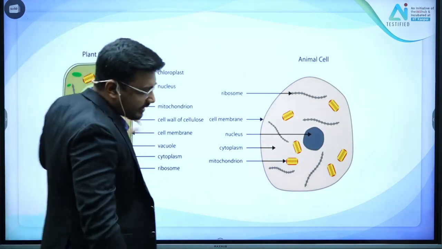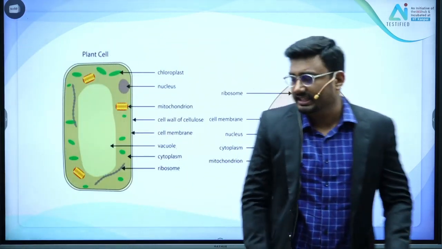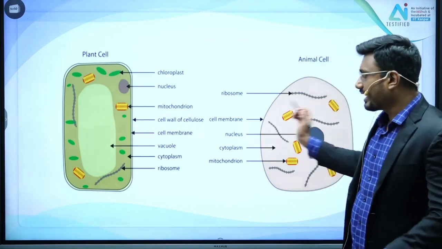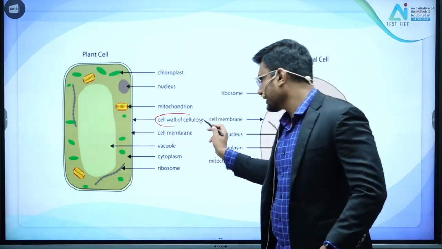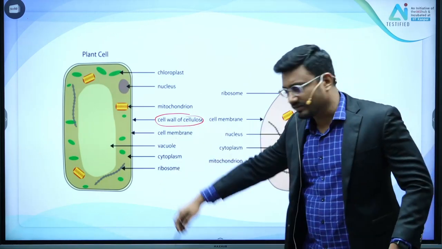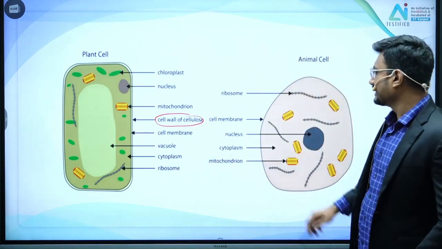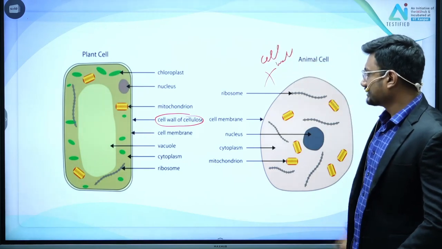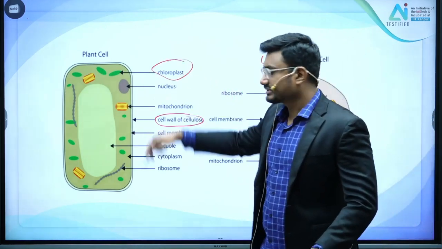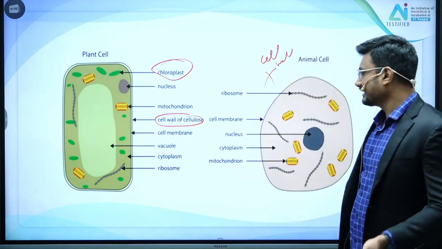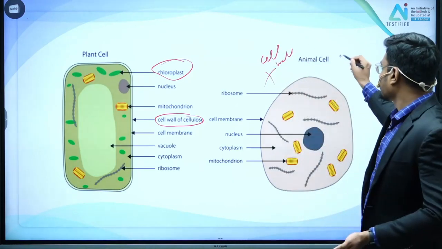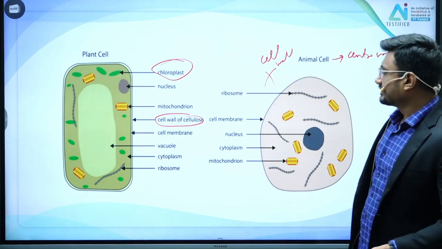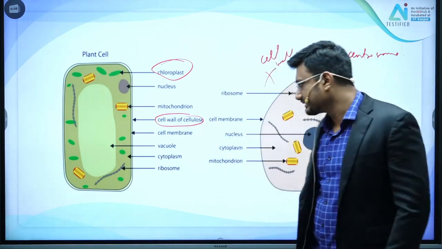This is a diagrammatic representation of the plant cell and the animal cell. The most important difference between plant and animal cells is the cell wall. Plant cells have a cell wall, whereas animal cells do not have a cell wall. There is no cell wall in the animal cells. Plant cells have chloroplast, whereas it is absent in the animal cell. Animal cells have centrosome. The centrosome is absent in the plant cell.